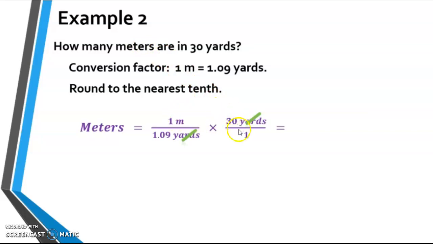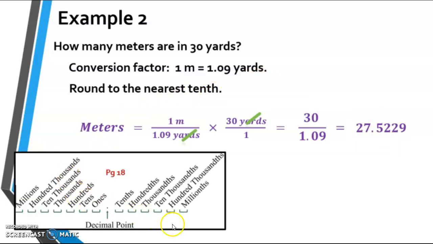We're going to do top times top and get 30. We're going to do 1.09 times 1, and we'll get 1.09. So multiply the top, multiply the bottom, and get your fraction. Now that you have a top piece and a bottom piece, you can divide. Do 30 divided by 1.09, and we get a 27-ish number. It does want us to round to the nearest tenth.